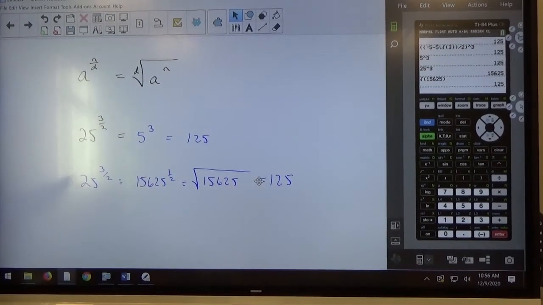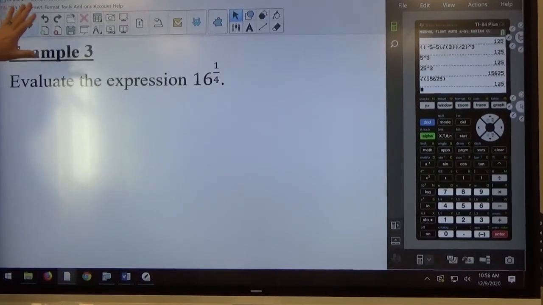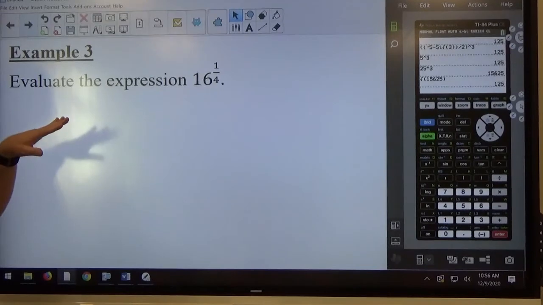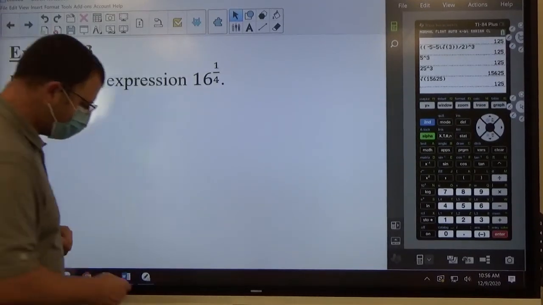Part of this process is that you're going to start recognizing perfect squares, perfect cubes, perfect fourth powers, and so on and so forth. You're going to start recognizing numbers that happen quite often, and you'll be better at this. So we don't need to use a calculator on every single problem. That's what my goal is.